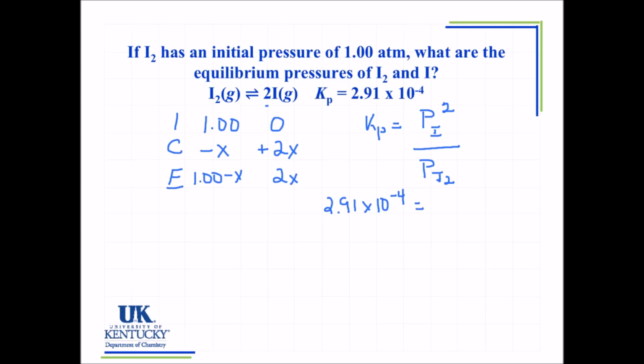That's going to be equal to the pressure of iodine, which note that is 2x. I still have to square that because the pressure is 2x. The law of mass action tells me that whatever that term is, it must also be squared. Note that the square does go outside the parentheses so that we square both the 2 and the x. That's a common mistake that students make. And on the bottom we have the pressure of I2, which is 1.00 minus x.